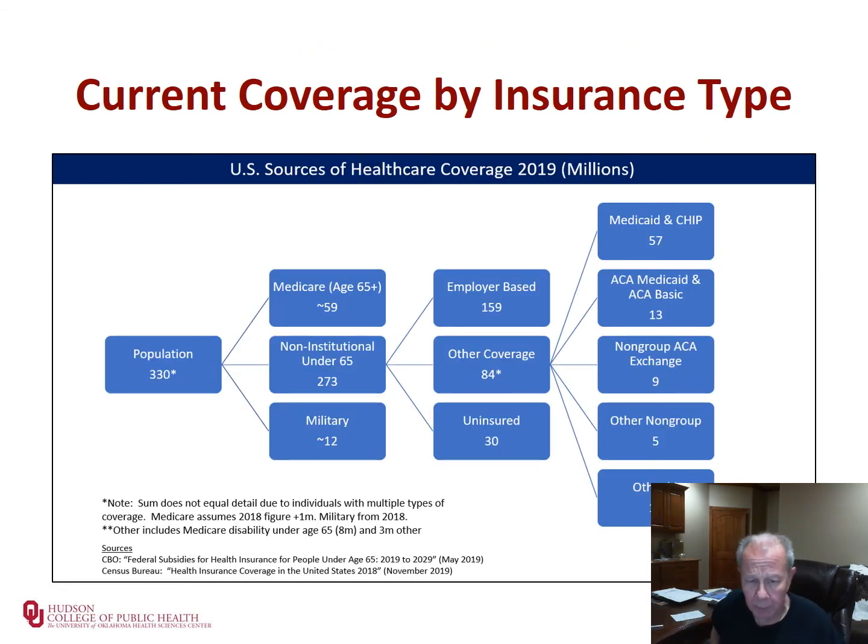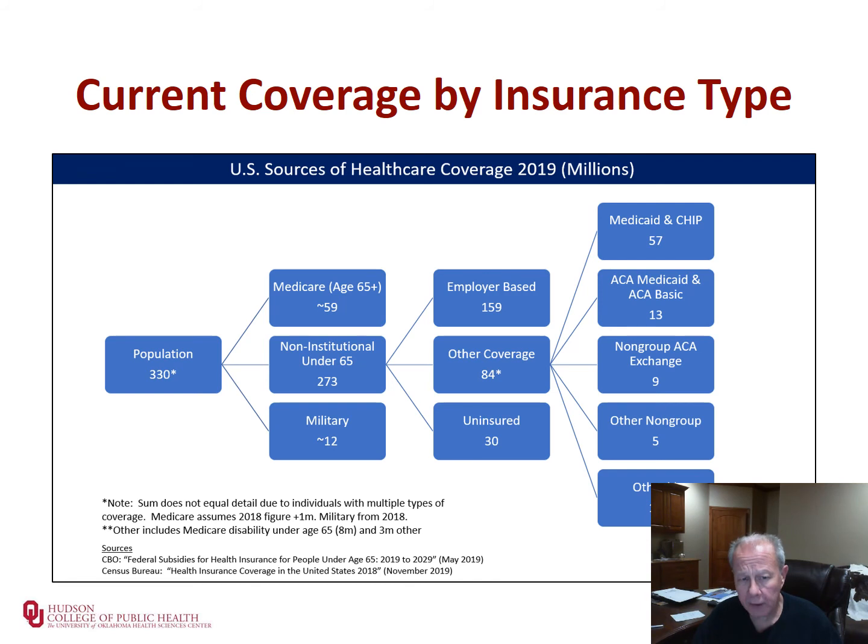So I like this graphic because it shows you in 2019 all the sources of healthcare, remembering that the United States population is somewhere around 330 million people. 59 million people are on Medicare. Your textbook said that we would soon get to 60 million, and we're almost there. This was in 2019. Non-institutional under 65 patients, that's a large group, 273 million people, and then around 12 million people in the United States receive military benefits.